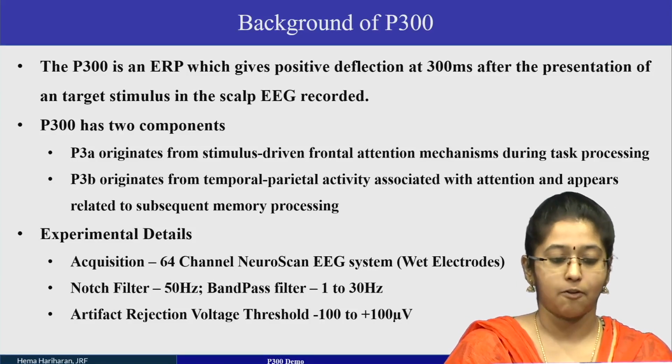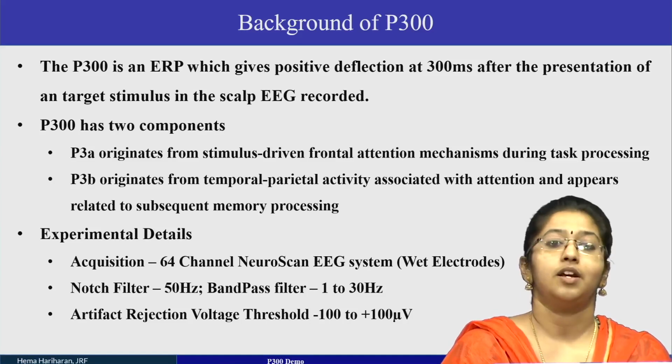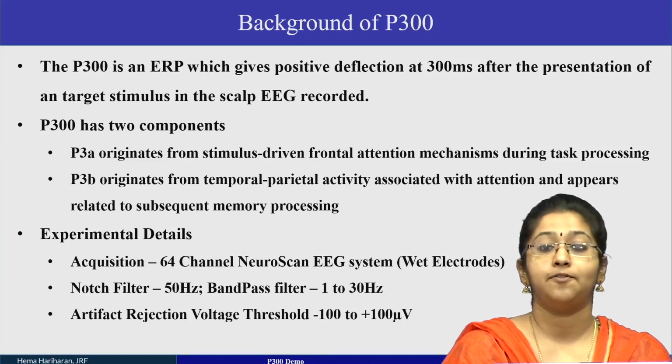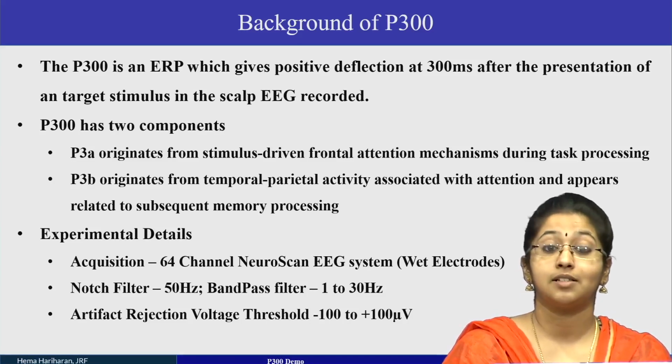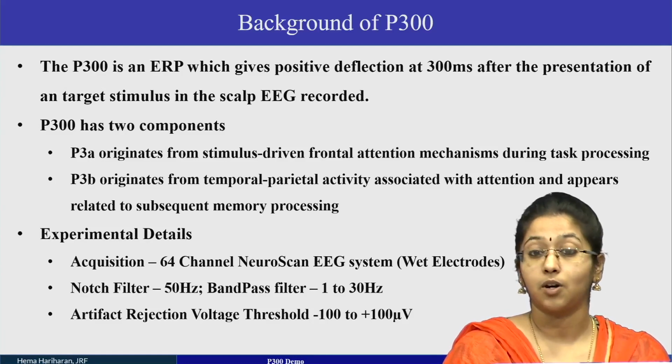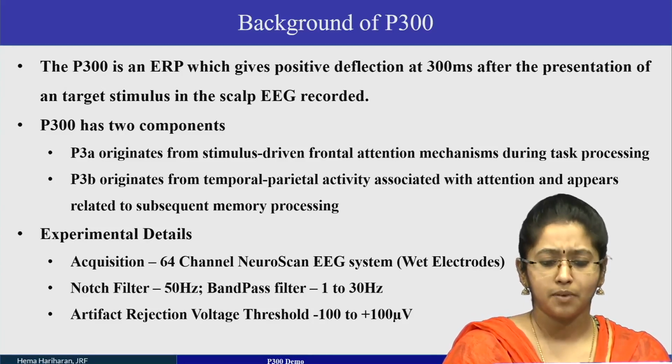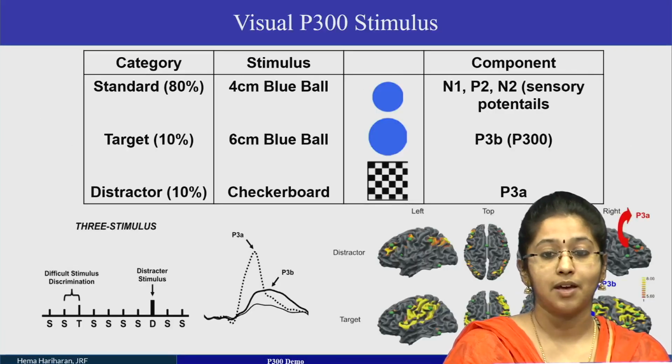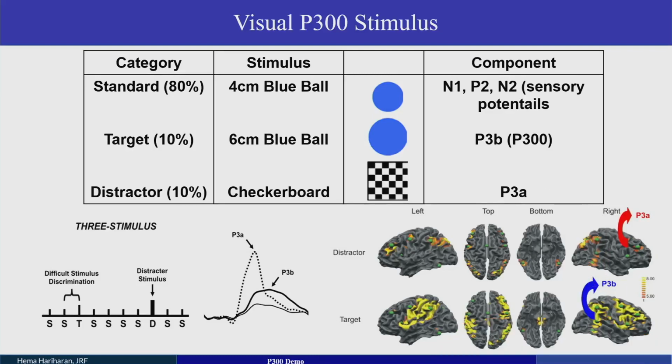The P300 is mainly obtained from the frontal as well as the temporal and parietal areas of the brain. In the next figure I will give you a brief about the different stimuli, and in which part of the brain we actually obtain these P300 responses.